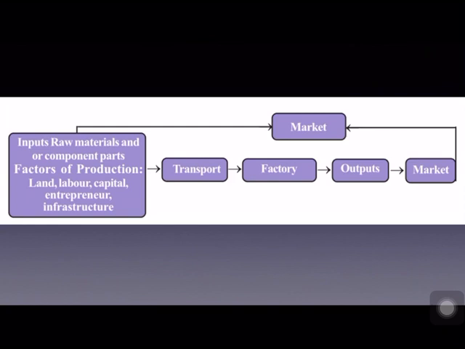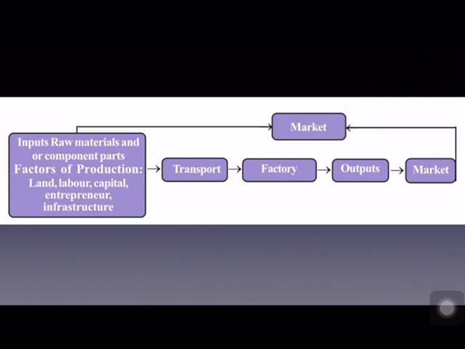Now, these raw materials are to be transported to the factories for starting production. You can see in the chart, they are being transported to the factory. And in the factory, manufacturing activity takes place. And after the manufacturing, production is ready to be sold in the market. That is called output. Output means production. After manufacturing activity starts, production is ready for sale in the market. That is called output.